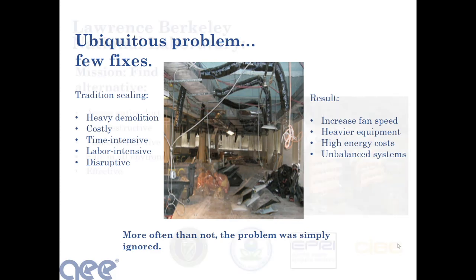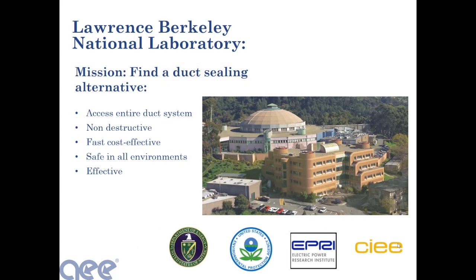And so enter your U.S. government at Lawrence Berkeley National Laboratory. 20 years ago, they took on this challenge. They said, there's got to be a better way. There's got to be a way where we can take existing properties and we can fix this number one energy waster, but do it in a way that's not disruptive and it's not cost prohibitive.